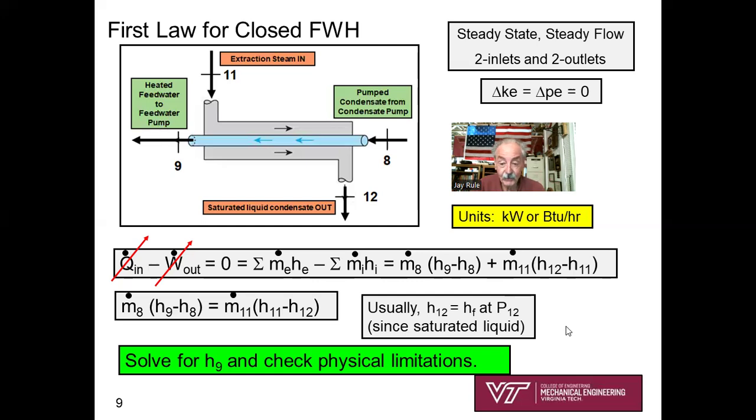Okay, and so that's the basic energy balance for a shell and tube heat exchanger. And then you're going to solve for h9 and check back for physical limitations. Does it make sense to what I've designed? Am I keeping h9 below the boiling point at P9?